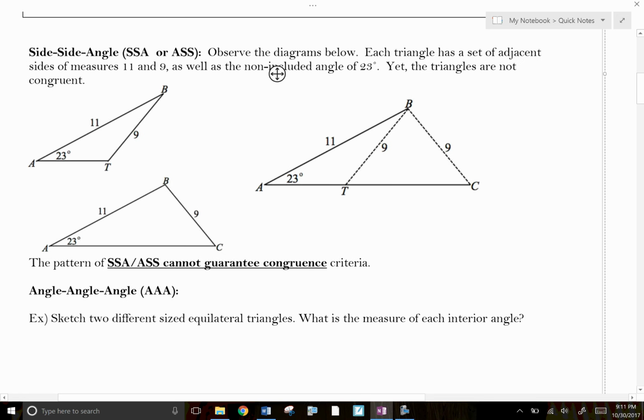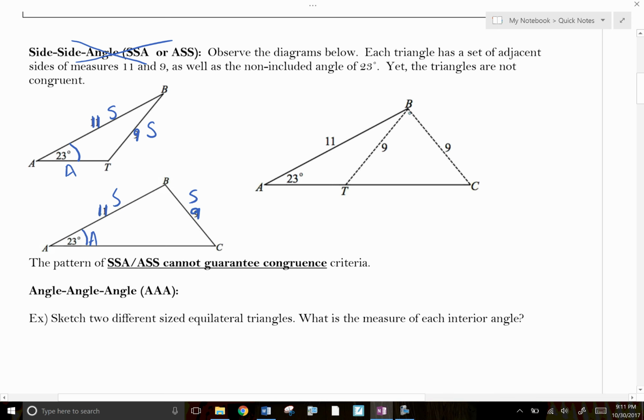All right, moving on. Side, side angle, or ASS. You are not allowed to swear in math. So this is one that we're actually not going to be able to use, and I'm going to prove it right now. Observe the diagrams below. Each triangle has a set of adjacent sides of measures 11 and 9, as well as the non-included angle of 23. So here's my 11 and 9 here, 2 sides, and the non-included angle of 23. Here's another 23-degree angle with an 11 and a 9, okay, and these are drawn to scale. These triangles are obviously not the same, but they have angle, side, side. Angle, side, side. ASS actually can create 2 different triangles.